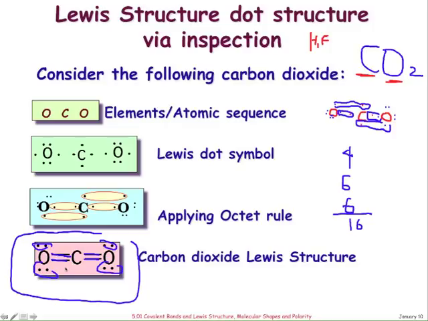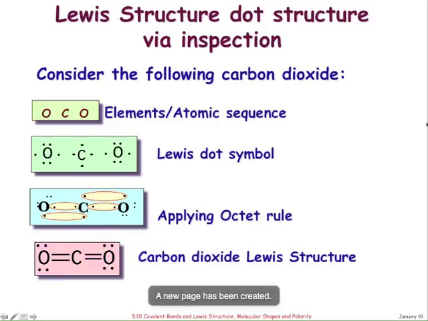In terms of how many bonds carbon prefers, we see it prefers 4 bonds. 1, 2, 3, 4. It has 4 bonds. How many bonds does oxygen prefer? Oxygen prefers 2 bonds apiece. This would be the correct Lewis structure, and we were able to do it by inspection. But sometimes it's difficult to do a Lewis structure by inspection.